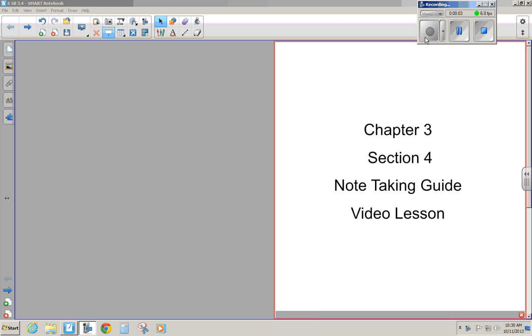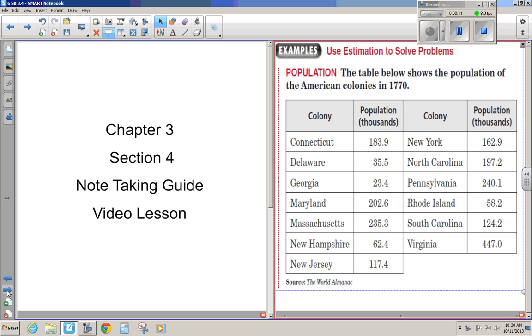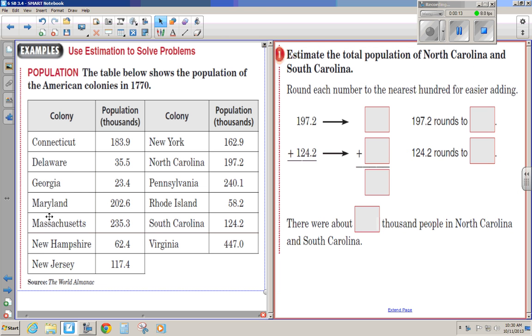Welcome to Math 6. This is Chapter 3, Section 4, entitled Estimating Sums and Differences. All right, we're going to jump right into examples here.